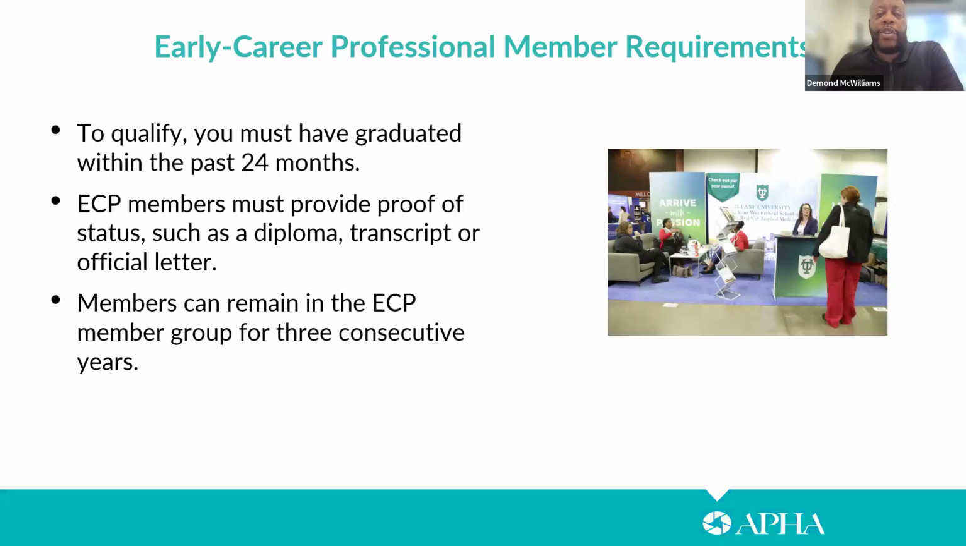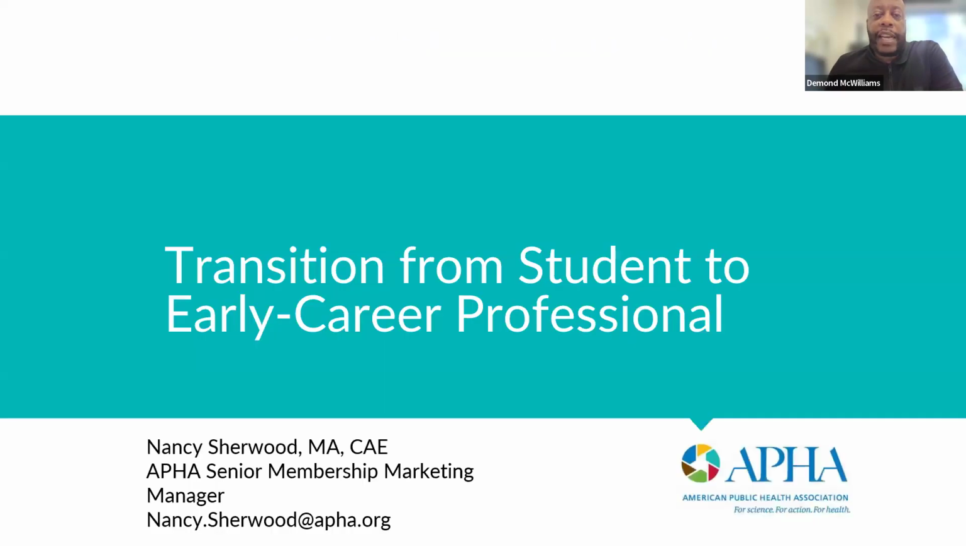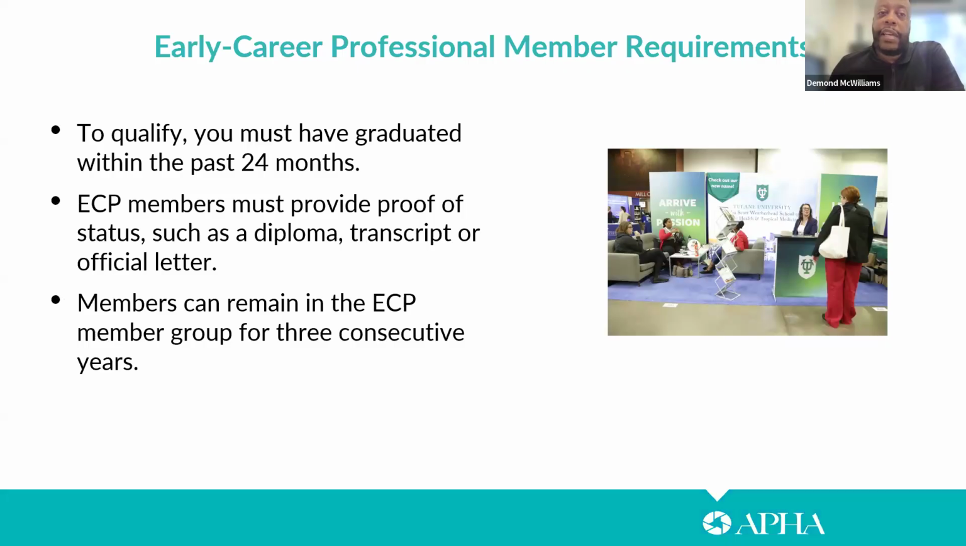All right, so the last thing, after you are a student and you graduated and you still want to be involved in APHA, you can join as an ECP, Early Career Professional. You qualify for this. Of course, the biggest thing is that it's at a very reduced rate than our regular member rate. You can do it for 24 months after you graduate. We just ask for proof of status. As you see, some of the things we'll need: diploma, transcript, official letter. You can remain in this group for actually 3 years. So just so you're not confused, as long as you join within 24 months of you graduating, you can stay in this category for 3 years.